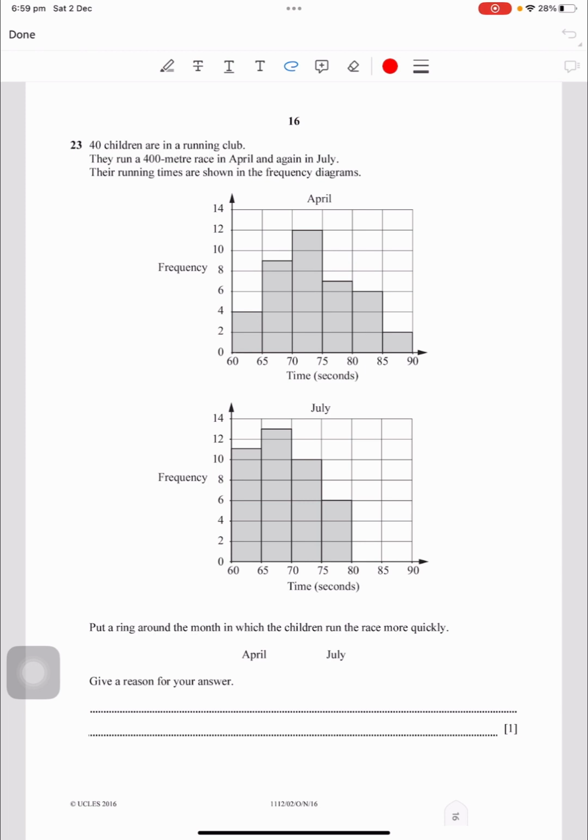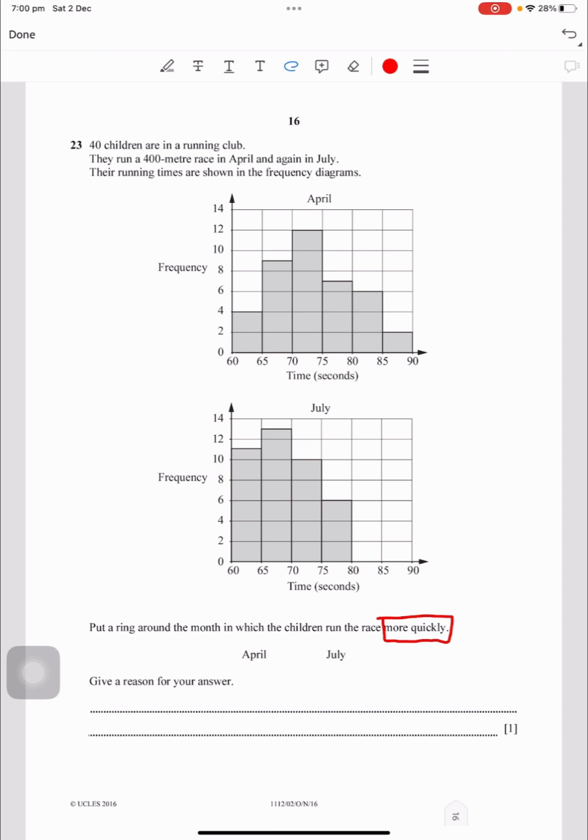Question number 23. 40 children are in a running club. They run a 400-meter race in April and again in July. Their running times are shown in the frequency diagram. Okay, so here, as we can see, there's April and July. So put a ring around the month in which the children run the race more quickly. So here we can see the chart, and in July they did it a lot faster than they did in April.